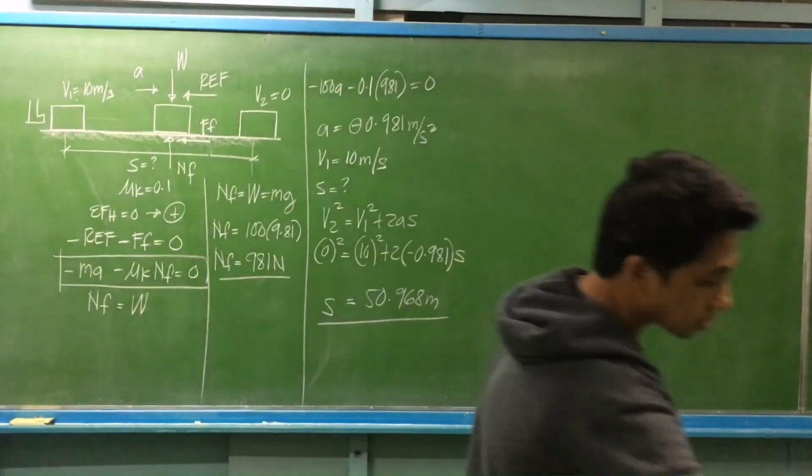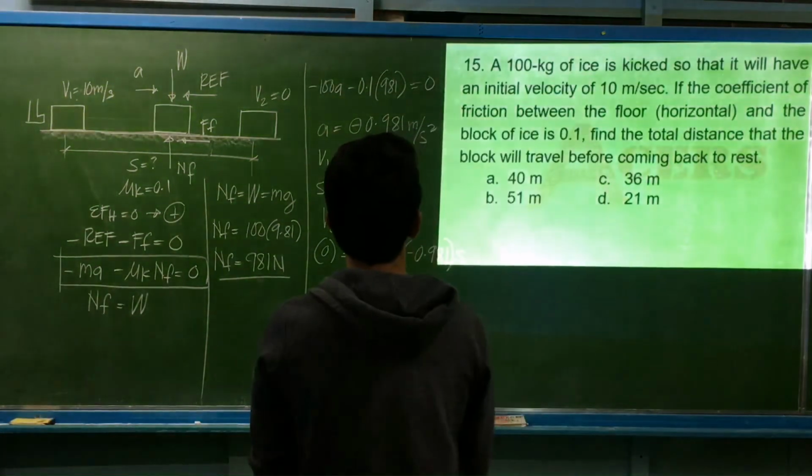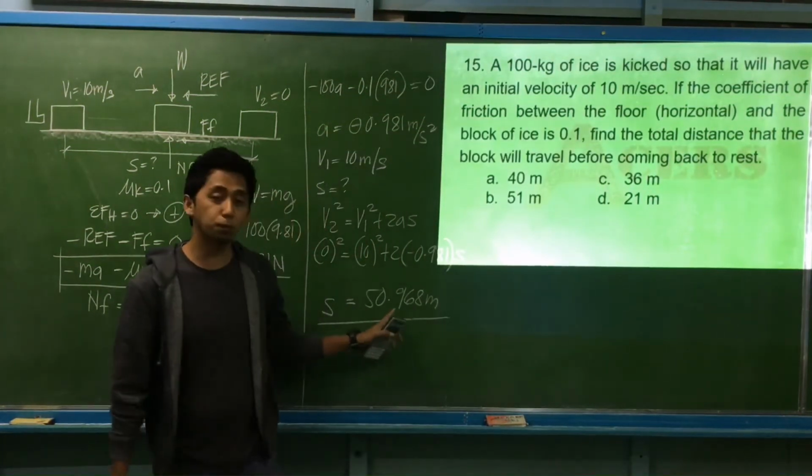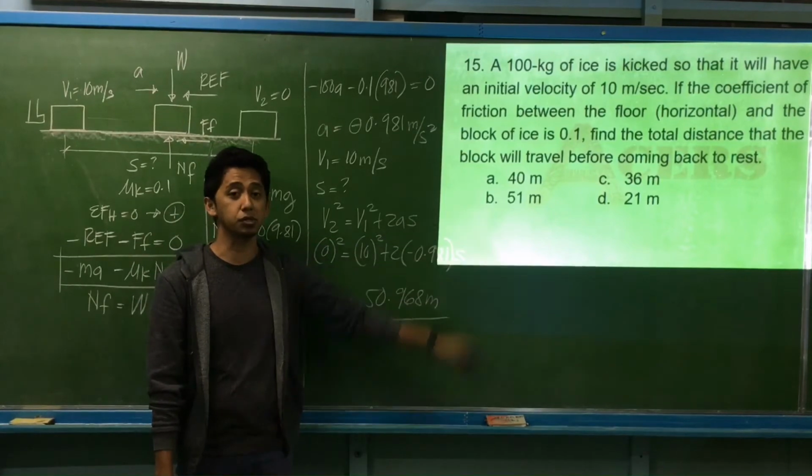On our choices, we have the closest value to 50.968 is 51 meters. Letter B.